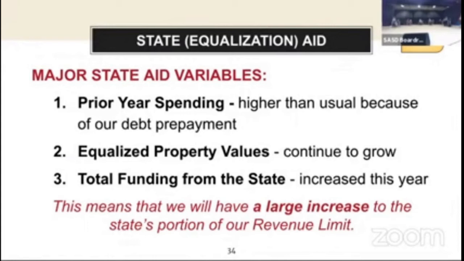So those three variables combined produced, and I should have disclosed this at the beginning, but all of these are still projections. The final numbers from the state we receive October 15th. So later this week, these will all be solid numbers. Right now, they're still projections. But we are planning on quite a large increase to the state aid this year.